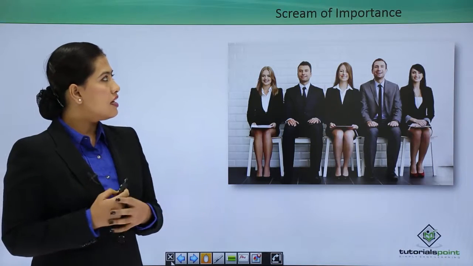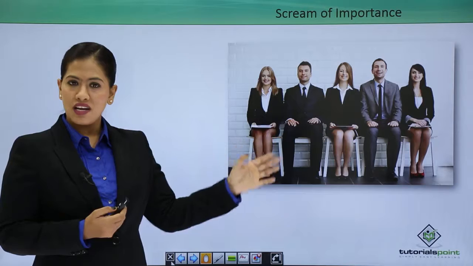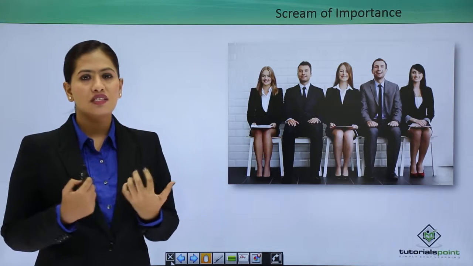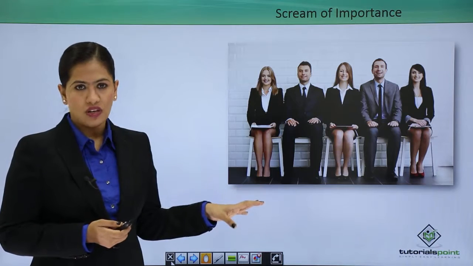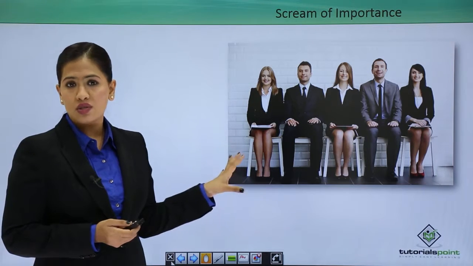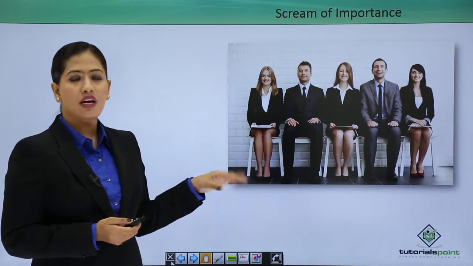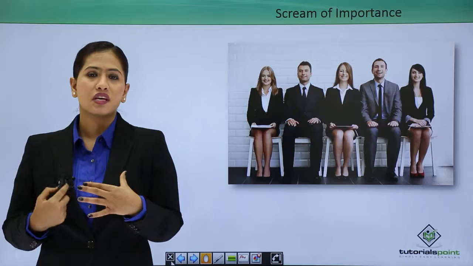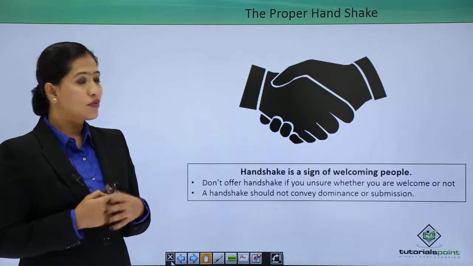Next in line is scream of importance, the way I am positioning myself, the way I am seated in a business context, in a social gathering. Now this is a total contextual picture, and the reason we selected this business formal picture is for very reason to talk in lines with how do I project myself in a business setting, in a business environment. Moving further, the proper handshake.